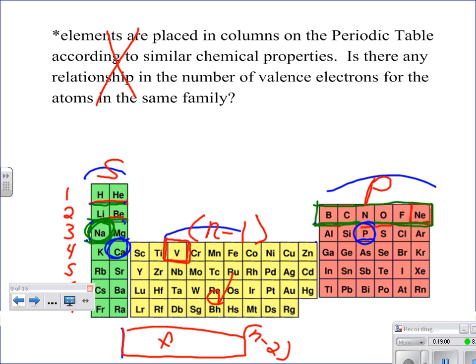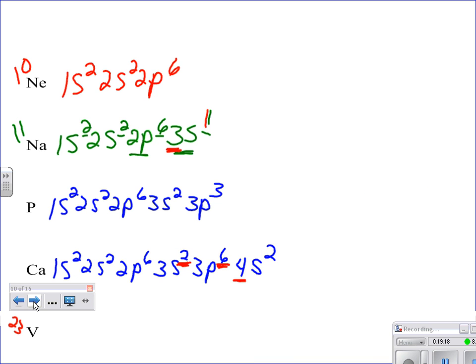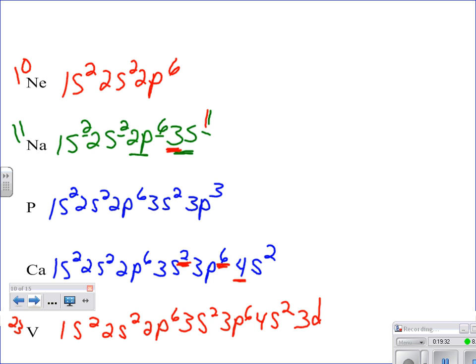1s2, 2s2, 2p6, 3s2, 3p6, 4s2, 3d3. Excellent. 1s2, 2s2, 2p6, 3s2, 3p6, 4s2. Then we subtract that 1 and we get 3d, and that was 3.